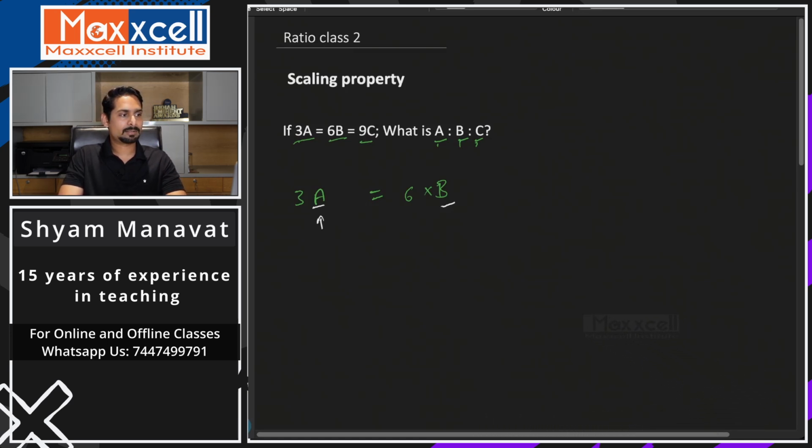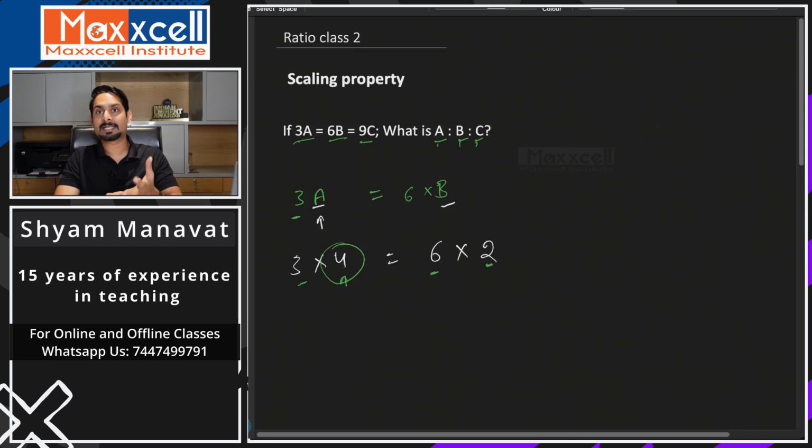If I say, let's say, a equal to 4, that gives you 12. So 6 into b will be equal to 12, so b equals 2, right? So this is what I am trying to say. A you are multiplying with a smaller number, and b you are multiplying with a bigger number. So that makes a greater number and b a smaller number. I hope that's clear to you.